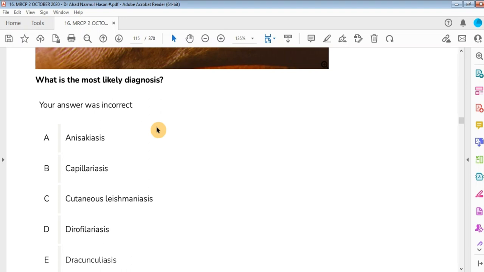What is the most likely diagnosis? A, anisakiasis, B, capillariasis, C, cutaneous leishmaniasis, D, dirofilariasis, E, dracunculiasis.